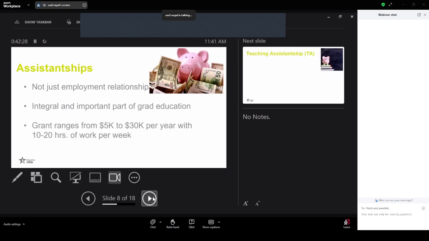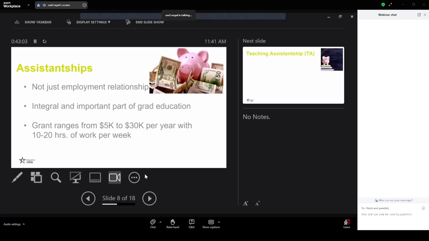The grant ranges from 5K to 30K per year, with 10 to 20 hours of work per week. You cannot work more than 20 hours. The professor is going to provide you with how many hours of work they can give you. Sometimes during the summer holidays, when you have a 3 month break, professors might have more work. So instead of 20 hours, they can also provide you with 40 hours of work. Okay, so this is the assistantship.